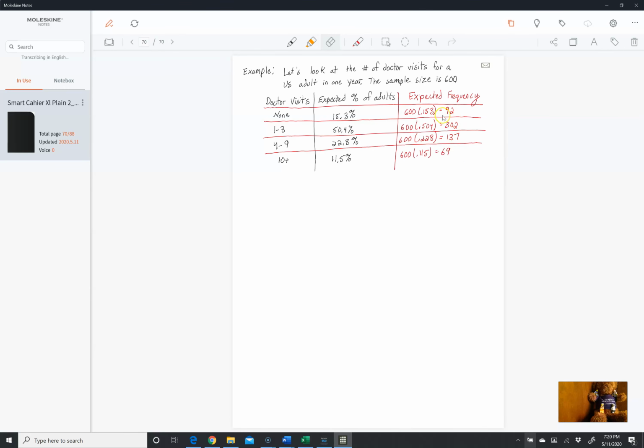Now your expected frequencies should add up to your sample size. So you should check that, okay? Check that 92 plus 302 plus 137 plus 69 is 600, and it is, okay? So this is one way to check.